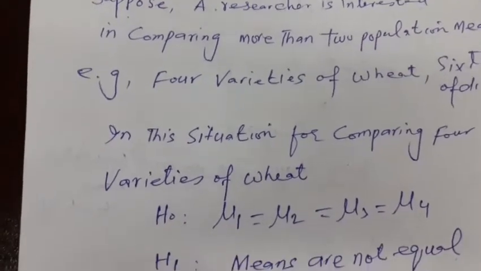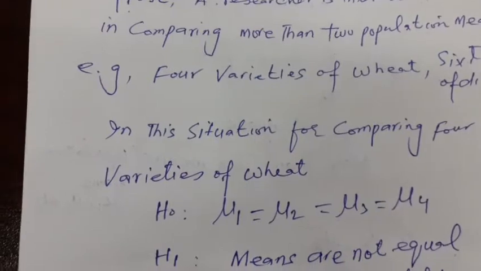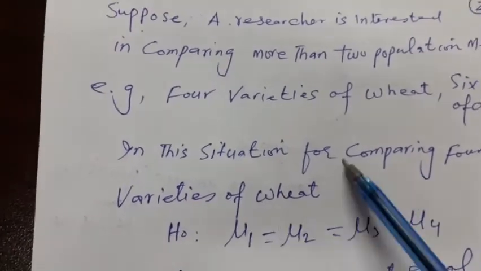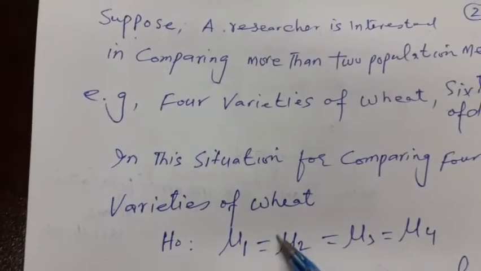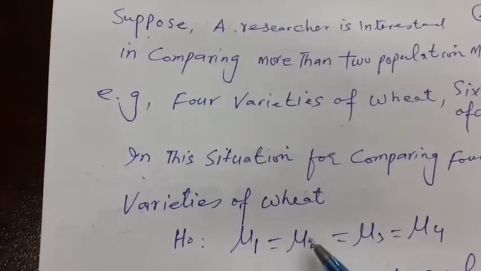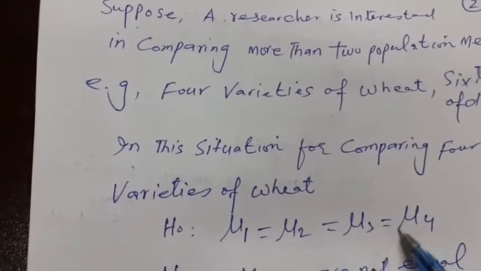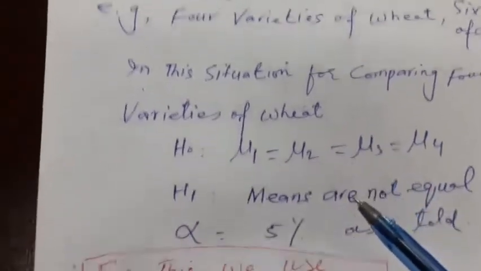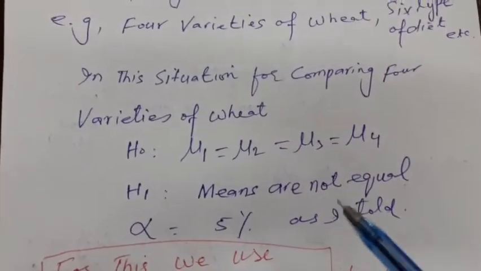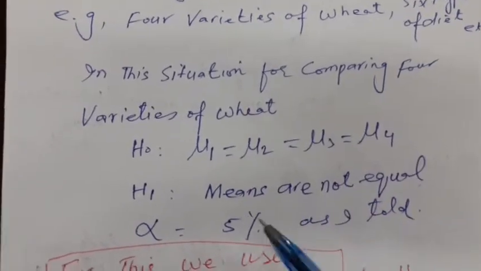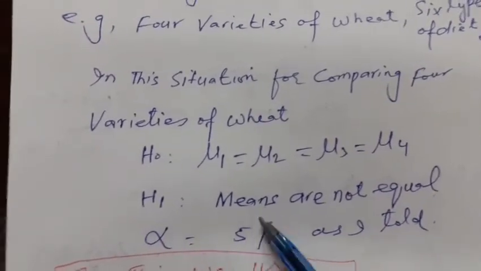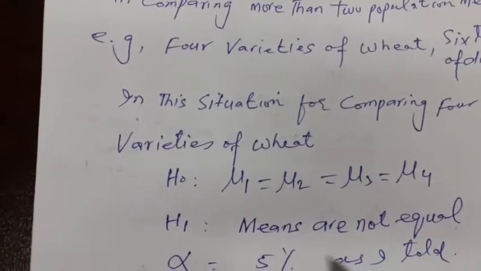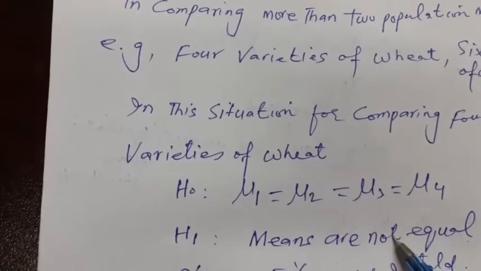For this, we will first describe the null hypothesis. Again, for the t-test, we use only mu1 is equal to mu. So here mu1 is equal to mu2 is equal to mu3 is equal to mu4, since we have the 4 varieties of wheat. Also, H1 says the means are not equal. Here we again mention alpha. Alpha is 5%. At 5%, the means are not equal. Again I am saying this, the means are not equal.